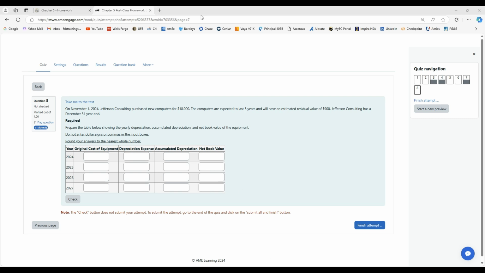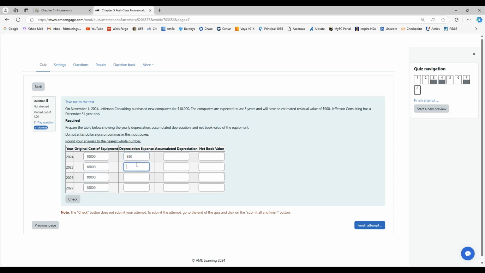Okay, so now we're back on the homework input section, and with all the work that we just did in the spreadsheet, we know everything. We've got it all ready to just input. So our original cost of our equipment never changes. That's the same. Our depreciation expense per year, we had that figured out.